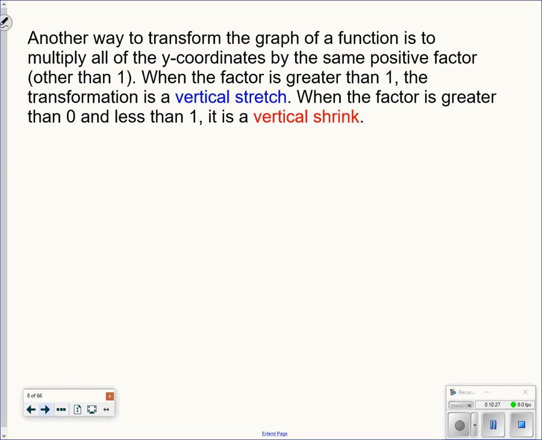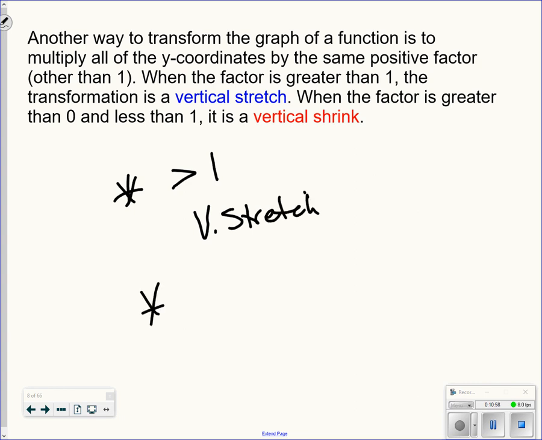Another way to transform a graph would be to multiply the y-coordinates by the same positive value. When the factor is greater than 1, it is a vertical stretch. When the factor is less than 1, or between 0 and 1, I should say, it's a vertical shrink. Notice there's no negatives here because the negative was a reflection. So you're only talking about multiplying by a positive value. So if I multiply by a number greater than 1, that is a vertical stretch. If I multiply by a number less than 1, but not negative, that is a vertical shrink.